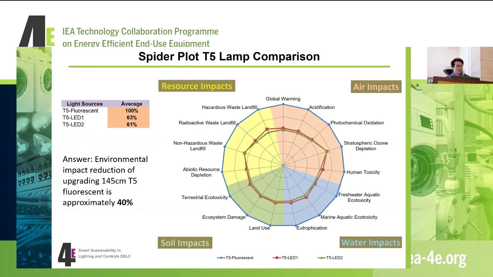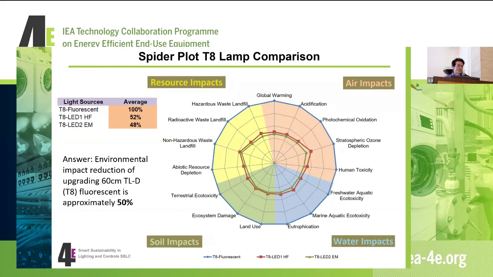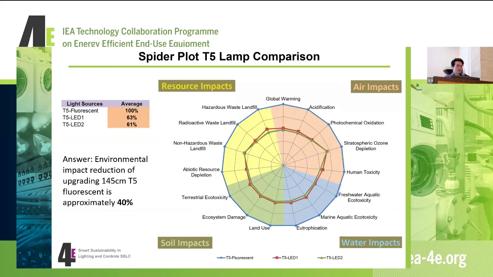And if you go to a T5, T5s are more efficient. They have less material in them, right? They're smaller diameter, less phosphor. And they also have longer life. So the LED retrofit here is not as good as it is for the T8 scenario. We're looking at 61 to 63% of the impact. So we're saving about 40% of environmental impact, but it's still better on all 15 indicators. So that's a nice finding. So just to go back for 1 second. So 50% savings roughly on the T8 and approximately 40% savings on the T5.